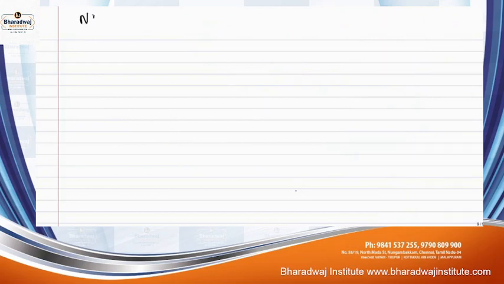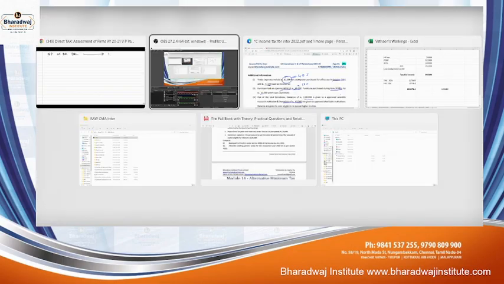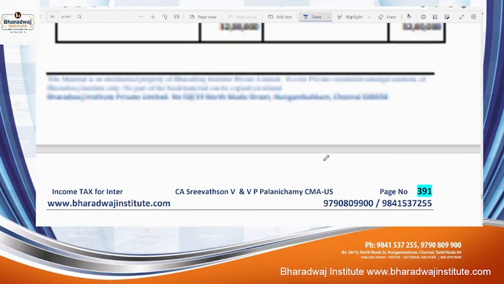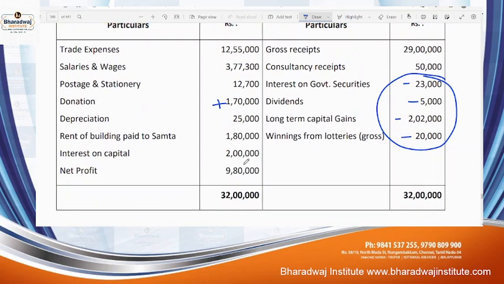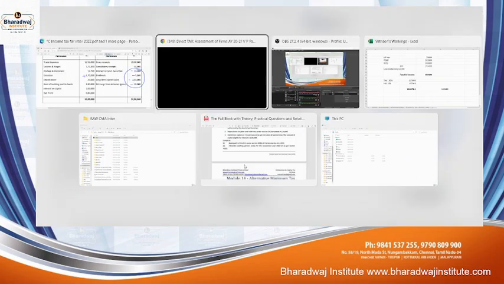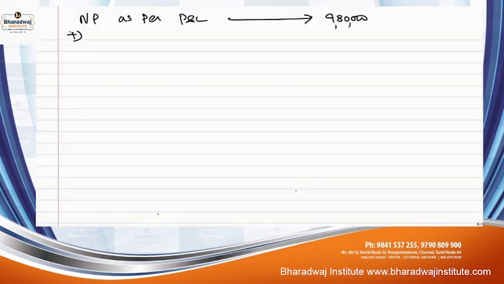Start. Business income computation. Start with net profit as per P&L account. What is the net profit as per P&L account given in the problem? 9,80,000. Add back disallowed expenses. Do it along with me. Don't wait. Start. Net profit as per P&L account 9,80,000.